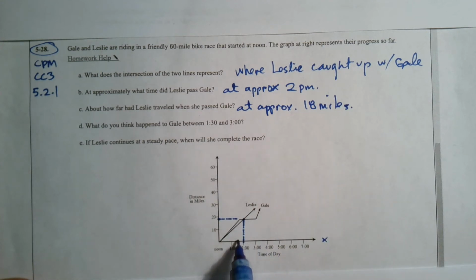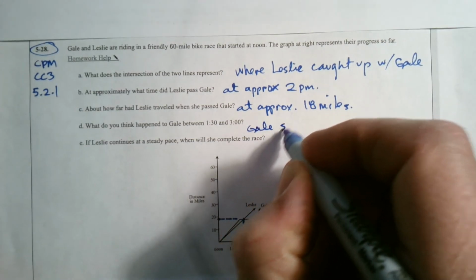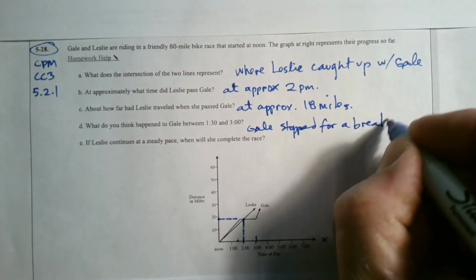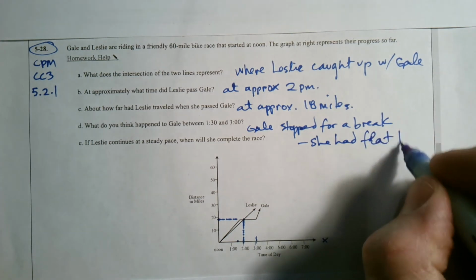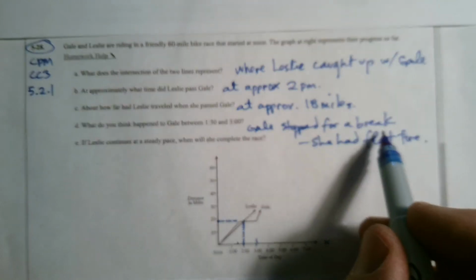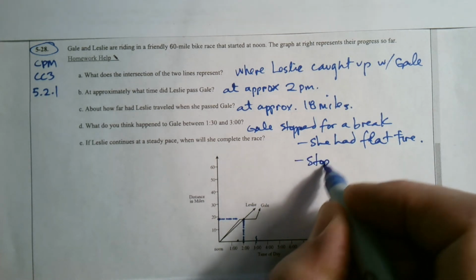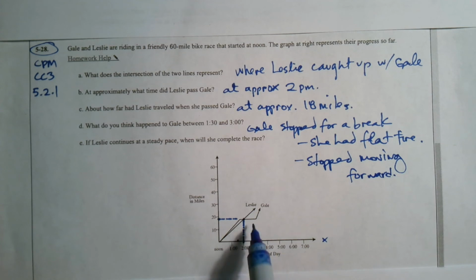It says, what do you think happened to Gail between 1:30 and 3 o'clock? If we look, 1:30 is here. That's where Gail's line starts to go horizontal all the way to 3 o'clock. From 1:30 to 3 o'clock, Gail's line is horizontal. What is that saying? That she stopped. There are a few things you could say. You can say Gail stopped for a break. You could say that she had a flat tire. You can make up all kinds of little scenarios of what happened, but the issue is she stopped moving forward, because time keeps going and she's standing still.